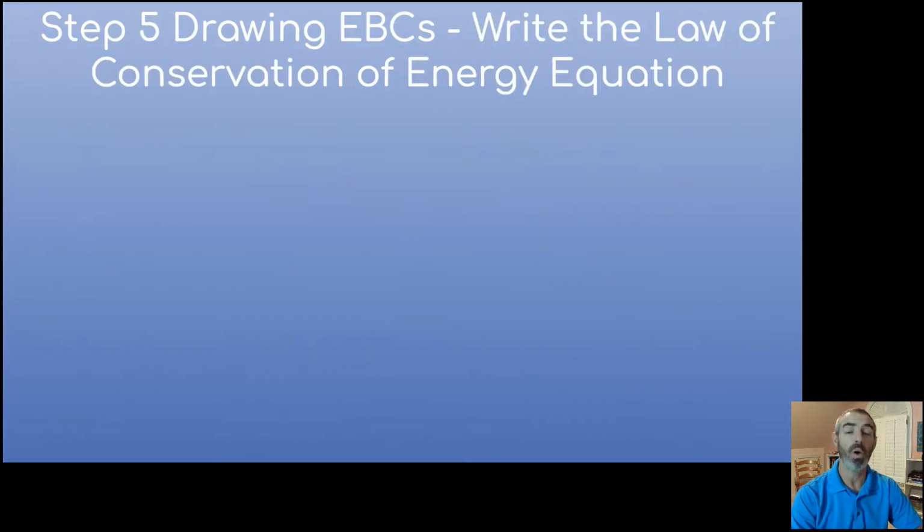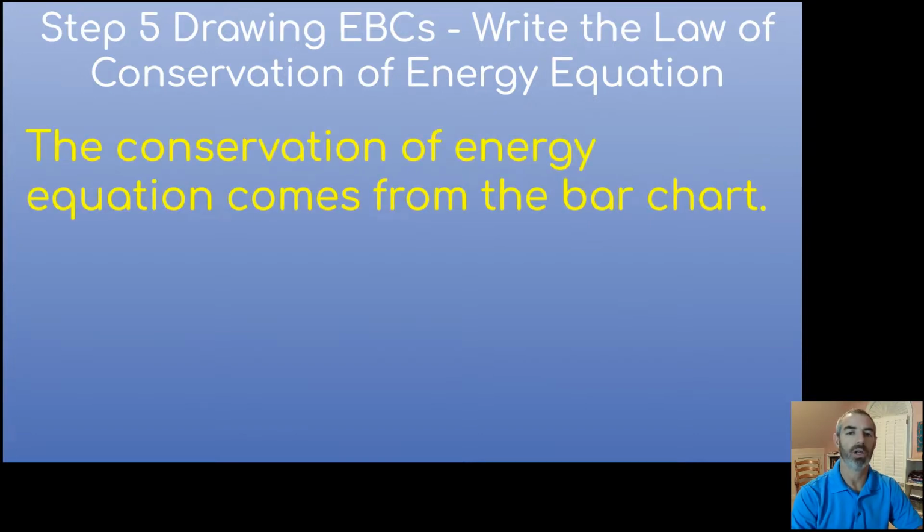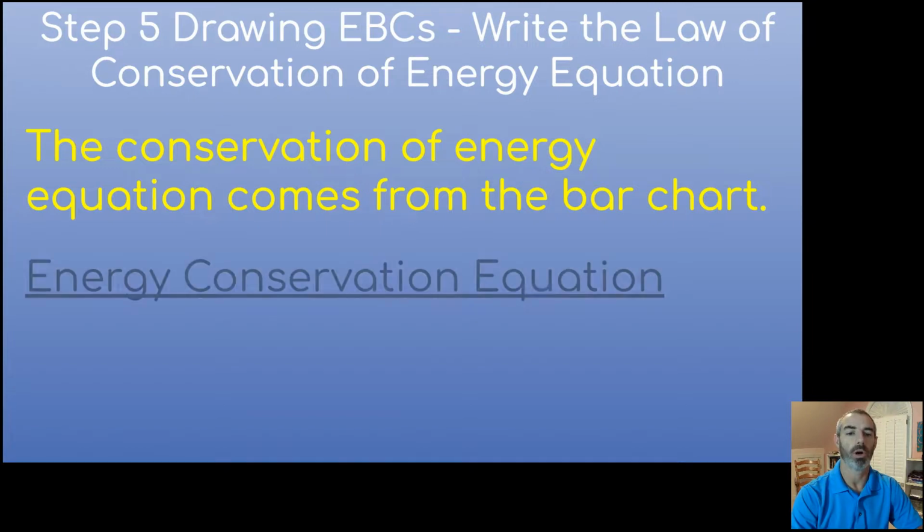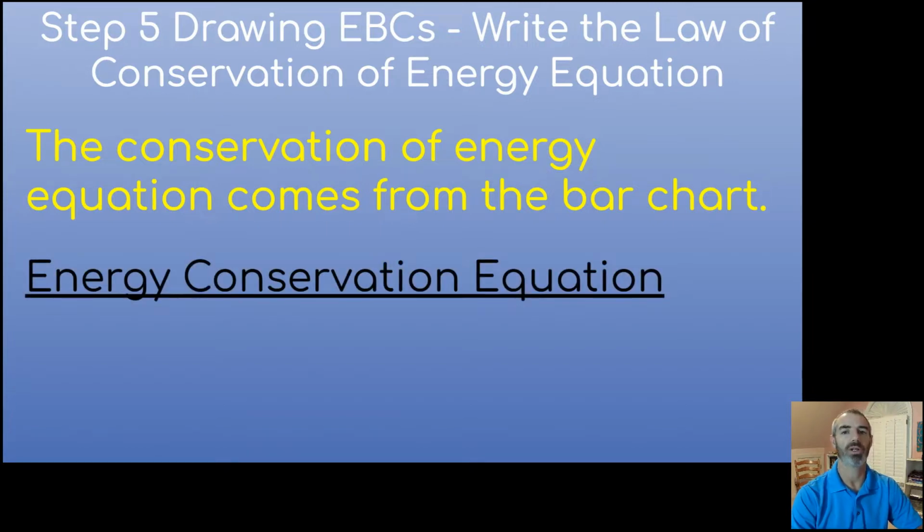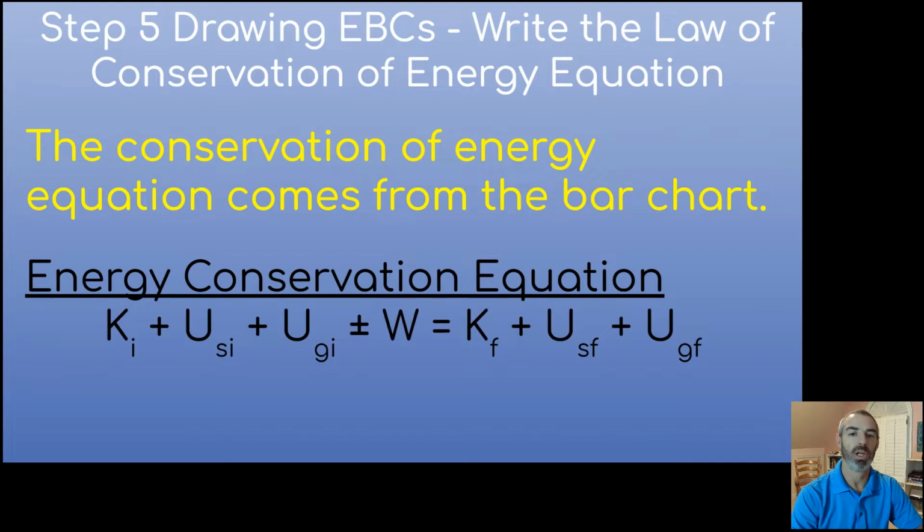And then step 5, the whole point of drawing our energy bar chart is writing the conservation of energy equation. The conservation of energy equation comes from the bar chart. And here is a conservation equation you can write every single time. Remember, the total mechanical energy is the sum of kinetic and potential. So initial kinetic plus the spring initial plus gravitational initial plus or minus work is going to equal the final kinetic plus the stored spring energy in the final plus gravitational in the final. And this is what you're going to write each time, and then just cross out what you do not need.